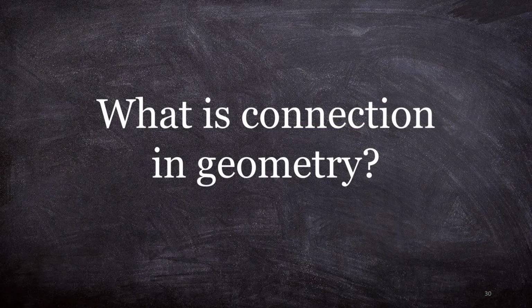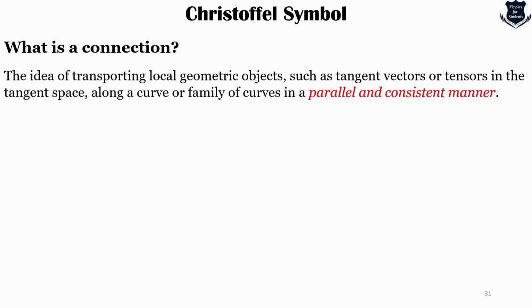Okay, so now we take a quick look, but I was telling that we need a special tool. What is that? That is called a connection. Now, in the case of transporting local geometric objects from one place to another, such as tangent vectors and tensors, we need to move along a family of curves in a parallel and consistent manner. So a choice of an affine connection is also equivalent to the notion of what is called parallel transport, which is a method of transporting tangent vectors along curves.